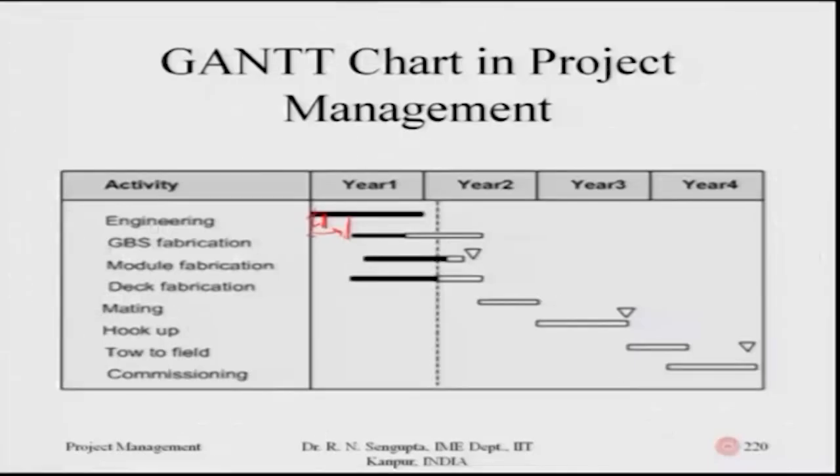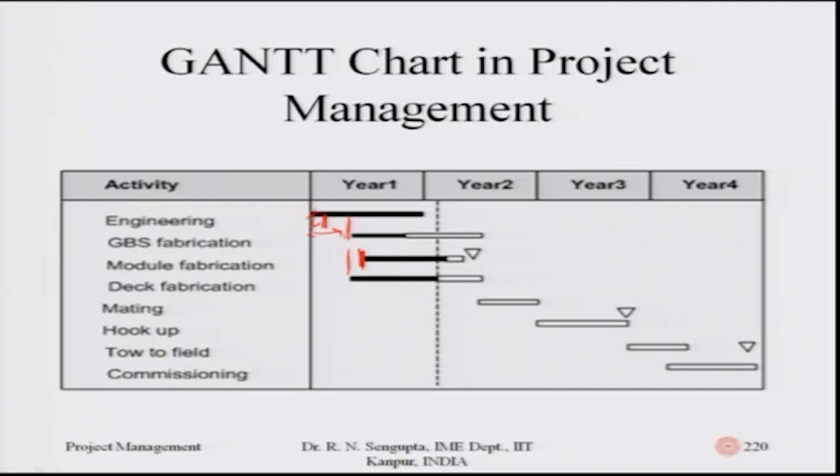Then you have the module fabrication. Module fabrication also starts just after a few days. This due days is basically T2, which I am marking now. After the GBS fabrication starts, then you have the deck fabrication. Again, these white horizontal blocks are the shifting which can be done, the number of days, number of weeks, number of months of shifting you can do.